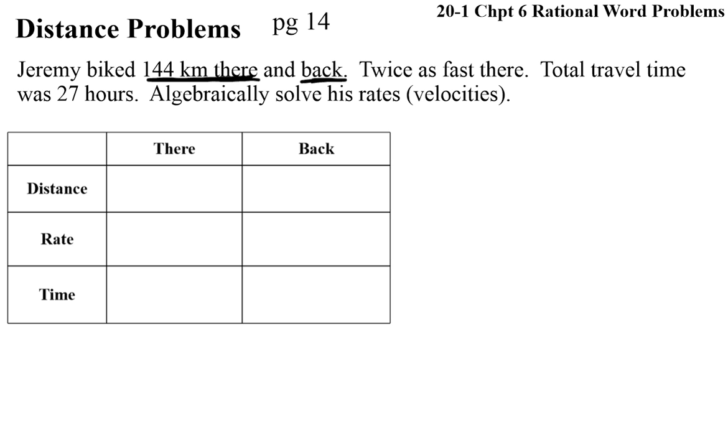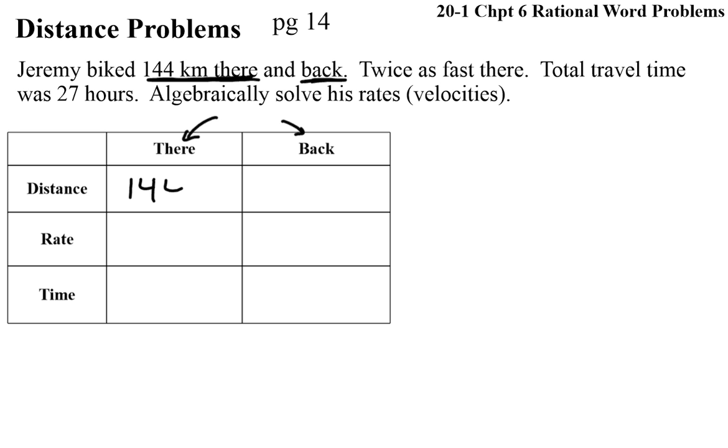He went twice as fast there. Total travel time was 27 hours. Algebraically, now that doesn't say that in the booklet, but that's the assumption, algebraically solve his rates or his velocities. So here's our chart. We know one situation is going there and one situation is coming back.